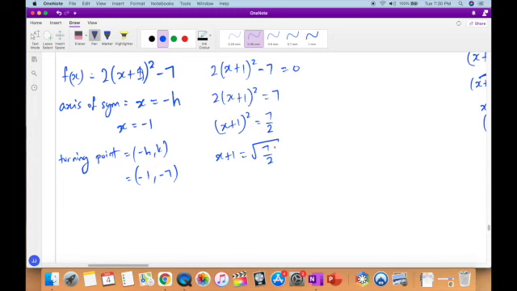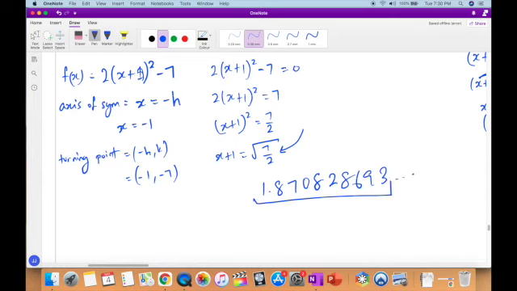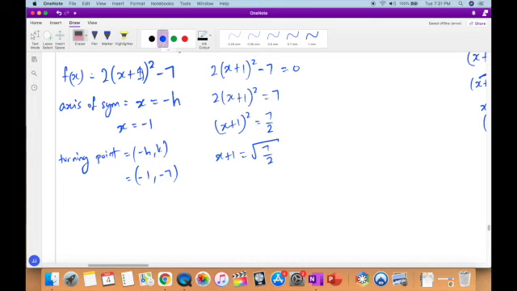The square root of 7 on 2 is a decimal. And I hate decimals, so I'm going to leave it like that. If you hate decimals as much as I do, then you could leave it. Because the answer for this is 1.87082869... So there is no way that you could actually write down an accurate answer using decimals. That is why I hate decimals, right? However, the square root of 7 on 2, that is pretty much as accurate as you could get. Yeah, so you can leave it in this form, and this form is called surd form.